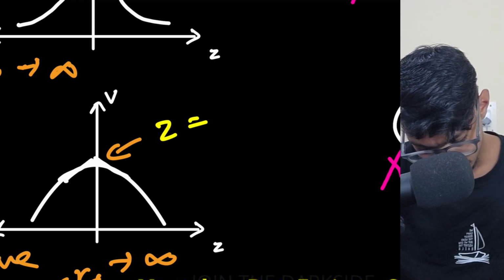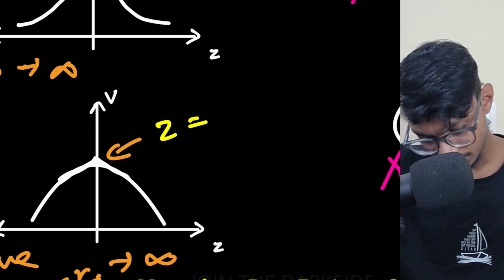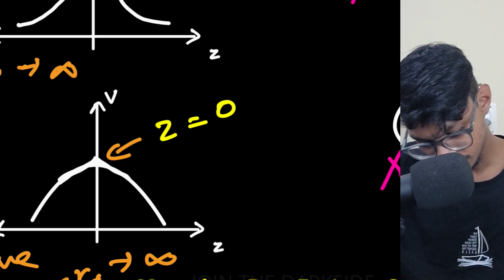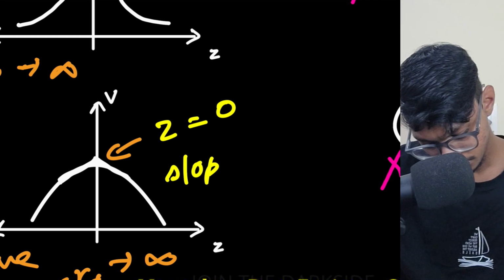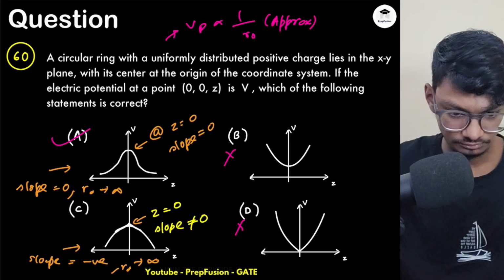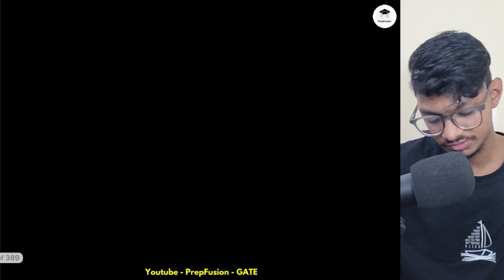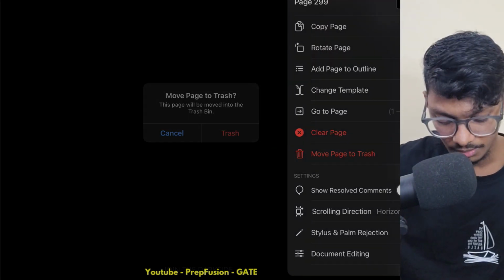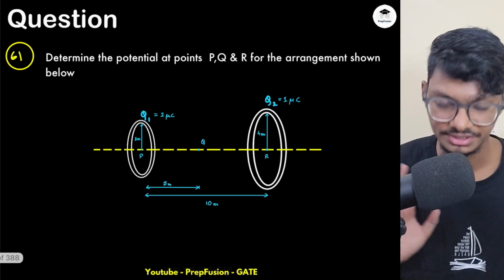Sharp change. This change is sharper. Okay, so z equals 0, slope is not equal to 0. So this was the solution. This solution is pretty simple, but you have to identify these types of questions. These types of questions can come.